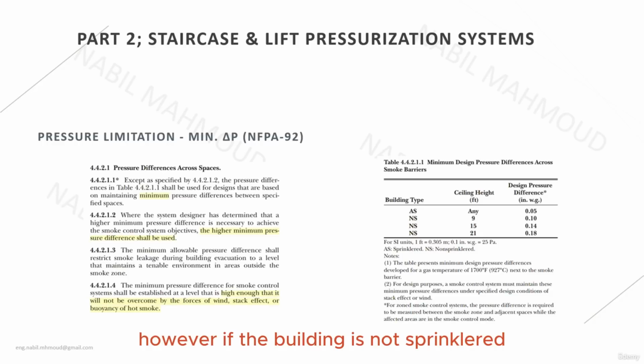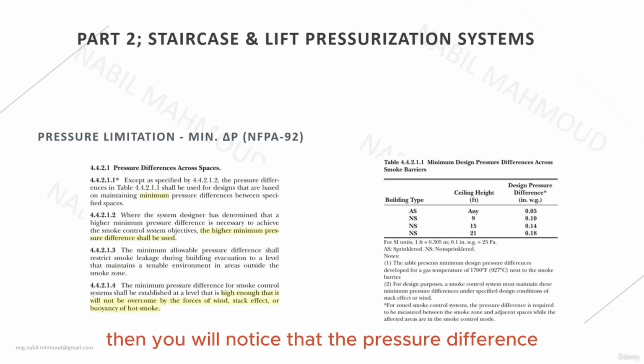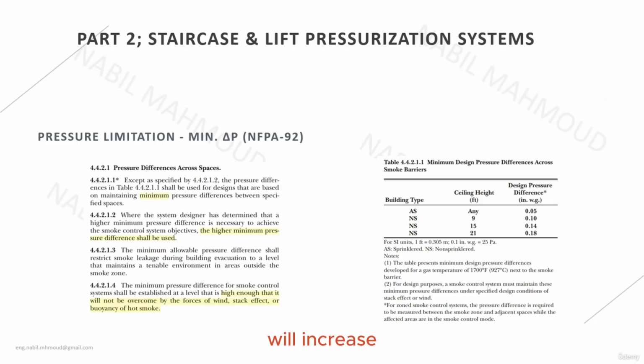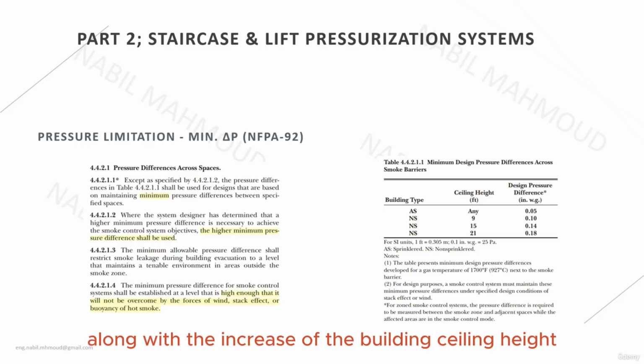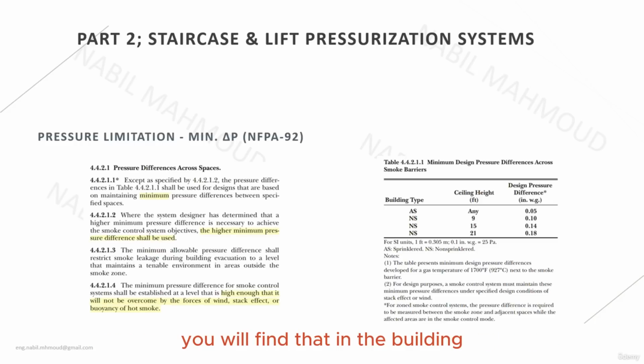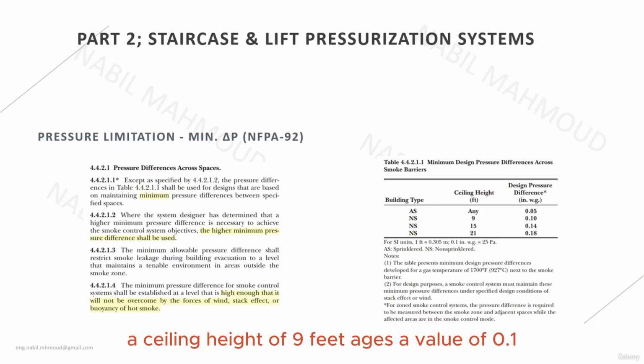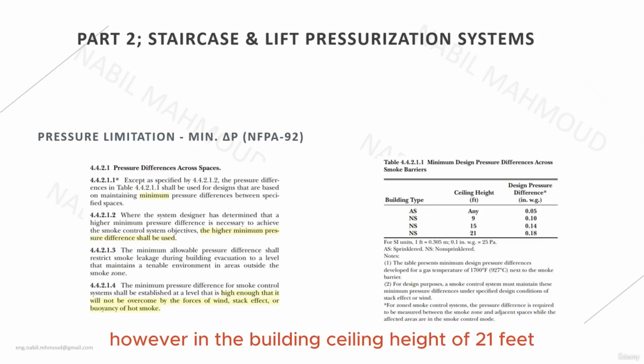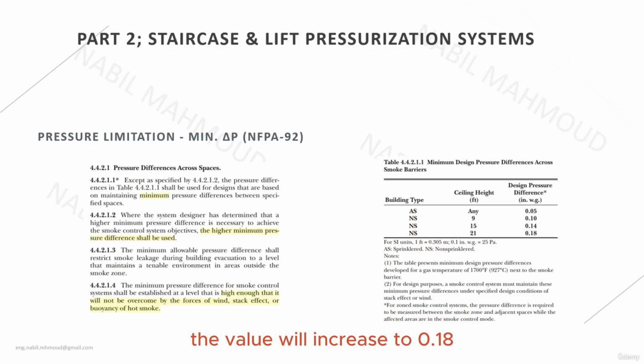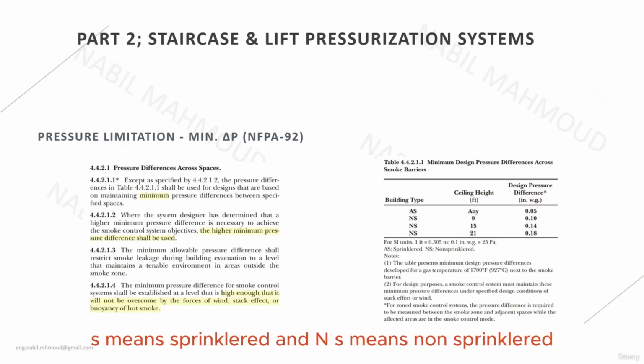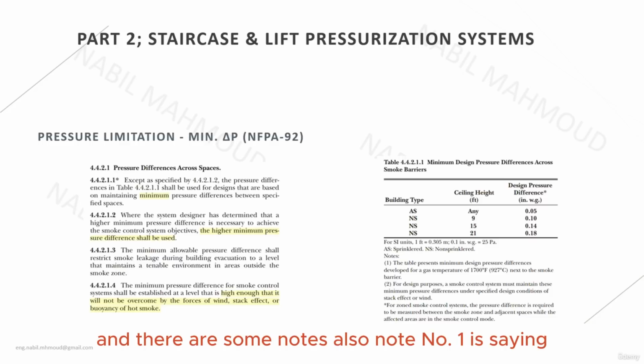However, if the building is not sprinklered, then you will notice that the pressure difference will increase along with the increase of the building ceiling height. You will find that at a building ceiling height of 9 feet it reaches a value of 0.1. However, at a building ceiling height of 21 feet, the value will increase to 0.18. And if we refer to the notes below the table, you will notice that AS means sprinklered and NS means non-sprinklered. And there are some notes also.